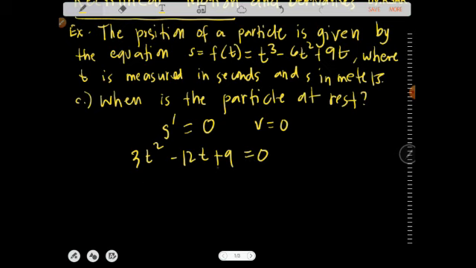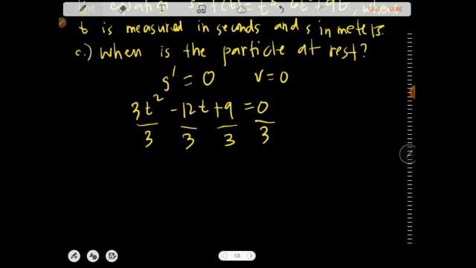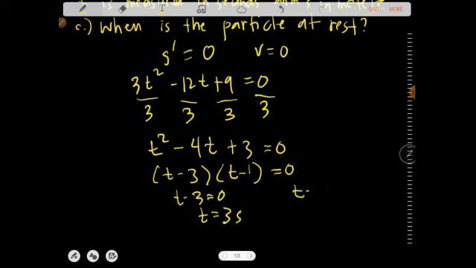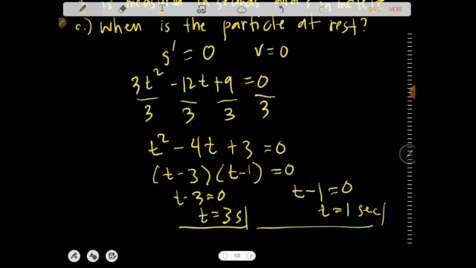So, we have to divide both sides by 3. This would cancel. T squared minus 4t plus 3 is equals to 0. Ngayon, t. So, dahil squared yan, so we will get two values of t. So simplifying the equation, this would be quantity t minus 3 times t minus 1 is equals to 0. So ito muna, t minus 3 is equals to 0, or t is equals to 3 seconds. While this one, t minus 1 is equals to 0, t is equals to 1, or t is equals to 1 second. So ito yung sagot dito sa number I, letter C.